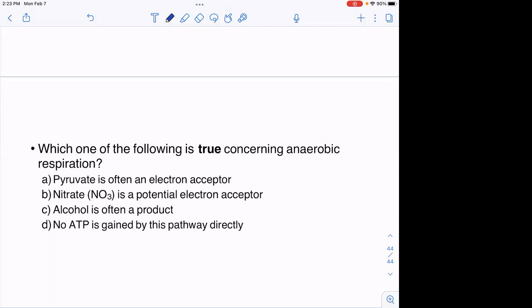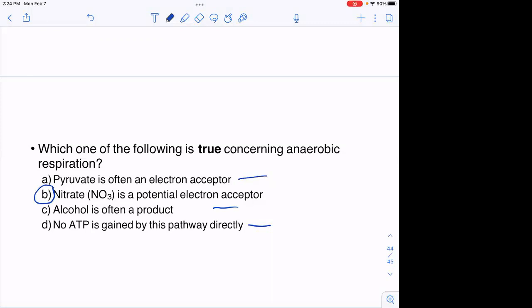All right, hopefully you chose B, since we just talked about that. All right, so these are all describing fermentation. Of course, sometimes fermentation does give you a little ATP. Anaerobic respiration will give a lot of ATP. It's not quite as much as aerobic respiration.